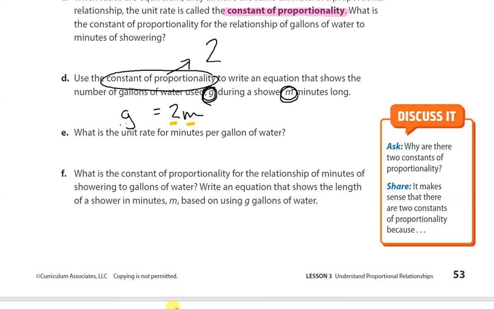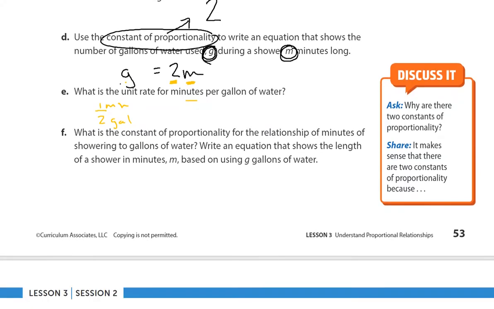What is the unit rate for minutes per gallon of water? So now we're going the opposite way. We had gallons. No, wait. Let's look. We're not going the opposite way. It's trying to mess with me. 1 minute per 2 gallons. It's the same question over and over, for goodness sakes.